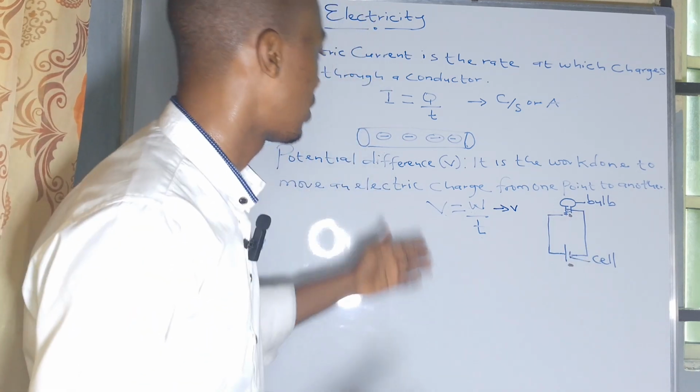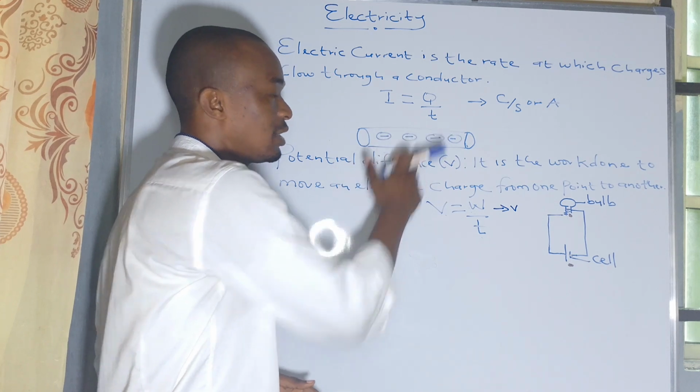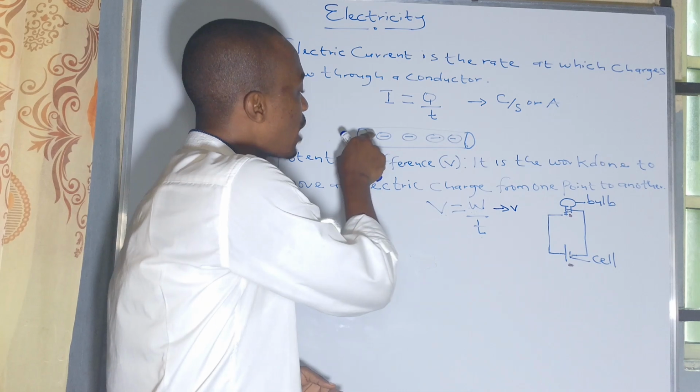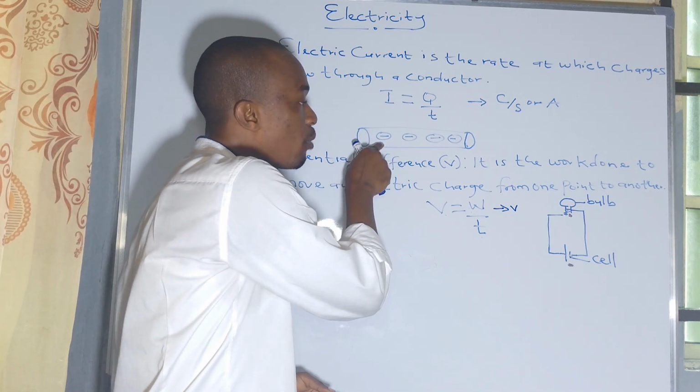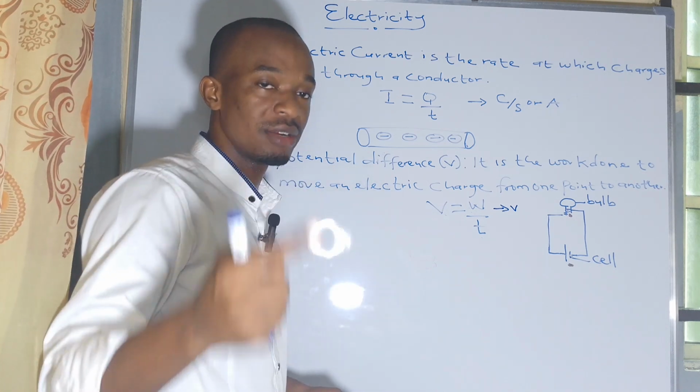So I'm going to be using a solid object to represent a conductor, for example, a metal. Now inside the metal, we can find electrons. I use these negative charges to represent what? Electrons. So if we can cause these electrons to move from one point to another in this conductor, we will be able to generate electricity.